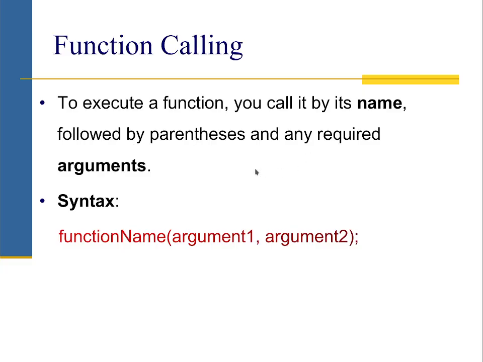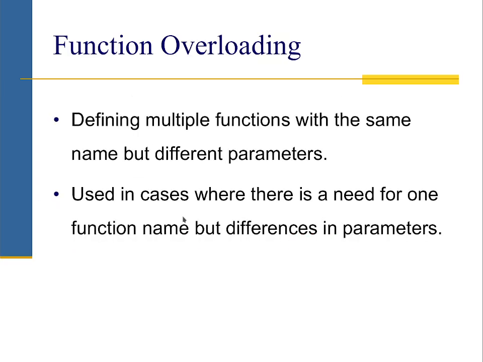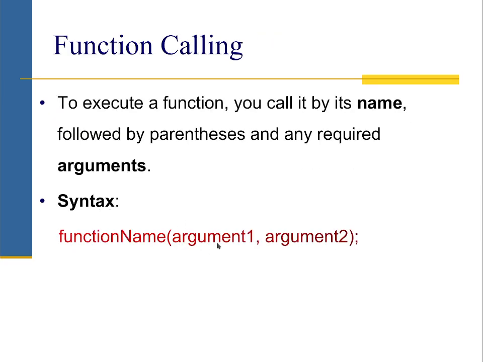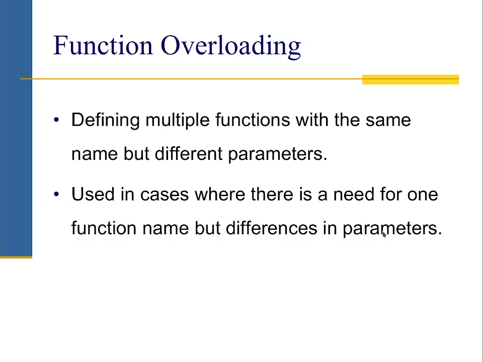Function calling. To execute a function, you call it by its name, followed by parentheses and any required arguments. So the syntax is the function name, your first argument and your second argument, as long as you use 2 parameters. Like the add we used, our first variable goes here. We can give it 1 or 2 or any number we want because it was just summing 2 numbers. And we give it the second number. We make sure we separate them with a comma, and always remember the end of line character.